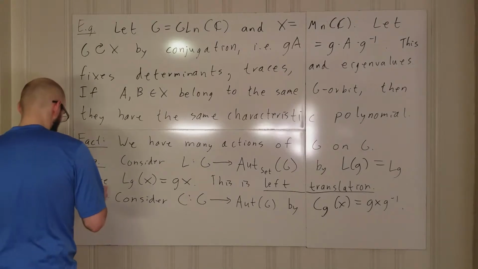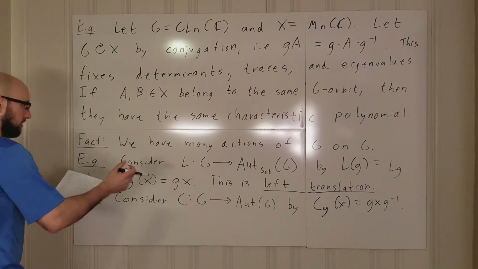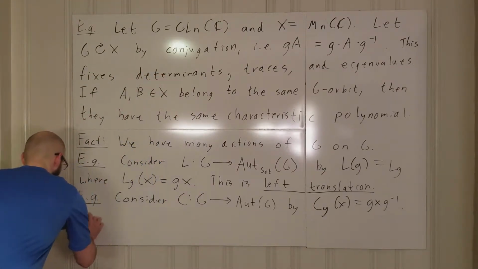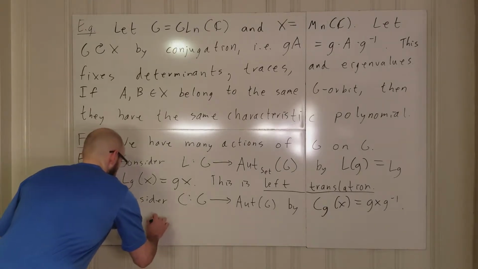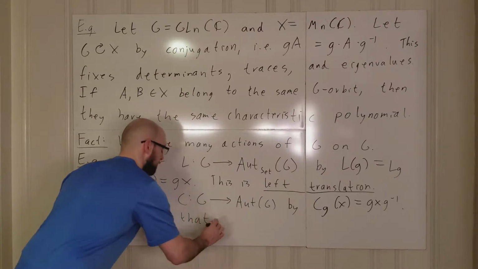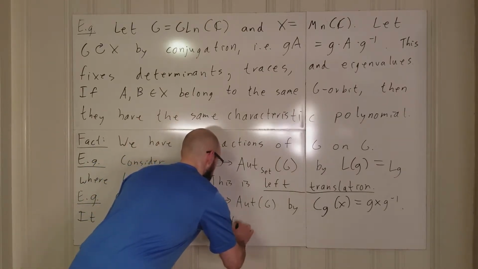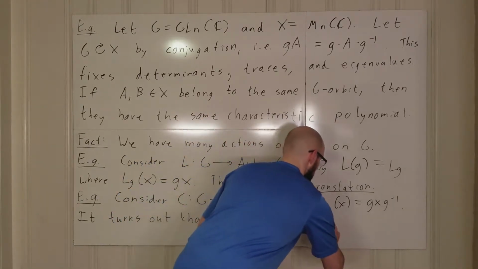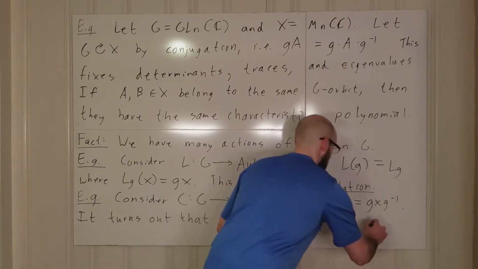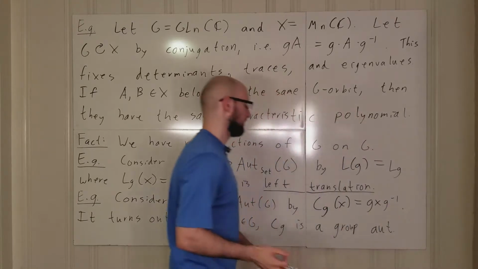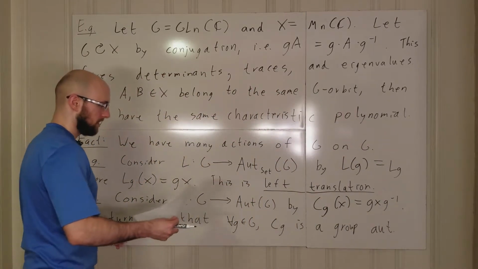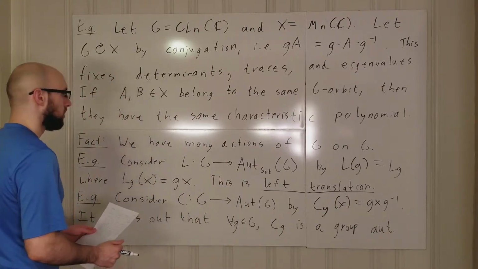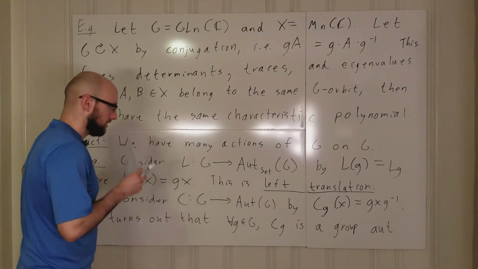So, let's see here. So it turns out that for all g in G, C_g is not just a set automorphism, but it's a group automorphism, and I'm just going to write Aut there. I mean, maybe I ought to write the full thing out, but I only have so much space on the board. So, is this easy to see? So let's think about this.